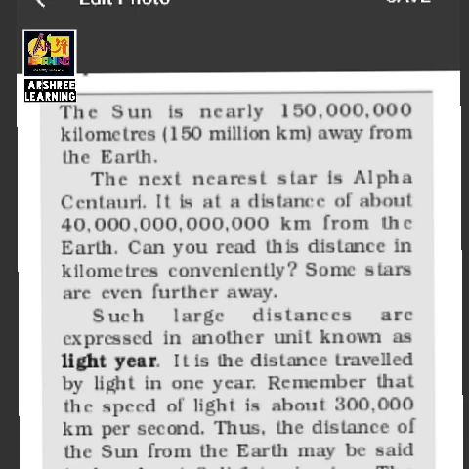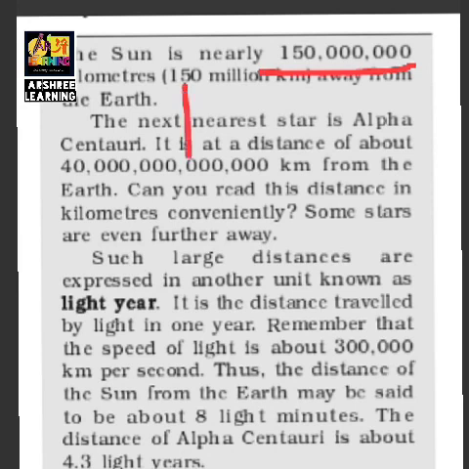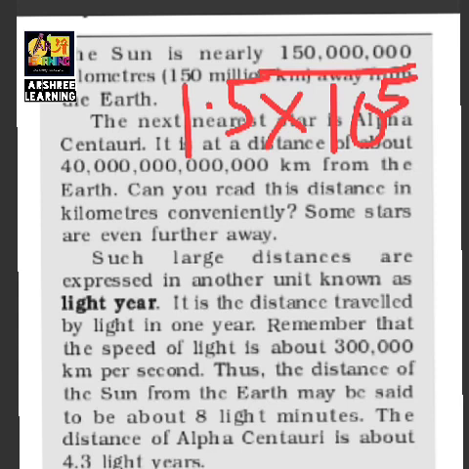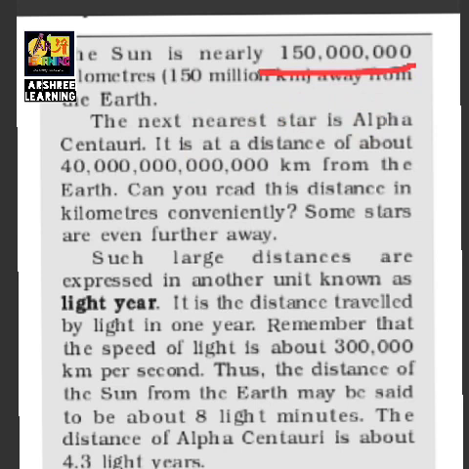Now the distance which is calculated in bigger numbers is converted into scientific notation, as you have read. The 150 million, the number which is shown here, will be written in the form of 1.5 into 10 raised to the power, you will count the number of zeros, so it will become 10 raised to the power 8 kilometers. So we don't write big numbers, we convert them into scientific notation so that understanding is easier. These large distances in space, to make them easier to understand, are expressed in another unit which is called light year.